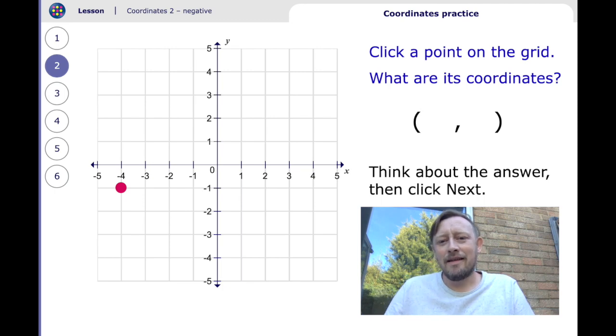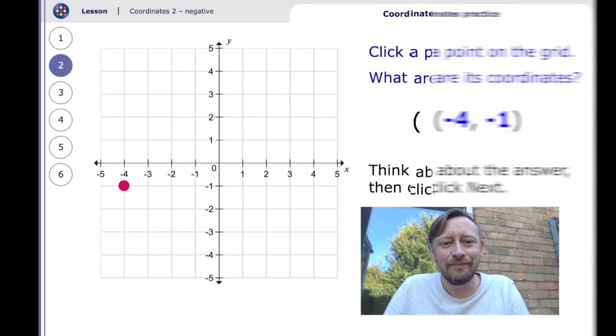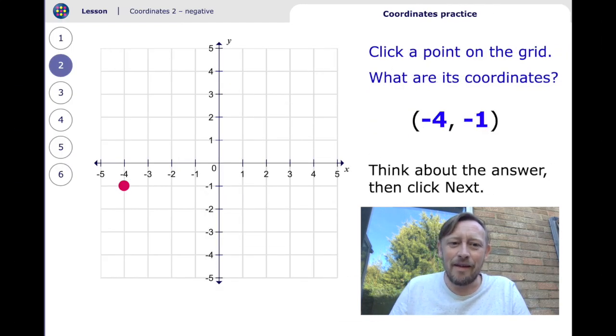So we can see here there's a pink blob on the coordinates. A little tip for you, if you're ever drawing coordinates yourself, you shouldn't use a blob. You should use a small cross, as it's much more accurate. But anyway, moving on. We want to know where this pink blob is on this coordinate grid. So have a think. What do you think the answer is? Pause the video if you're not sure. Give yourself some thinking time. Yep. That's right, it is -4, -1.